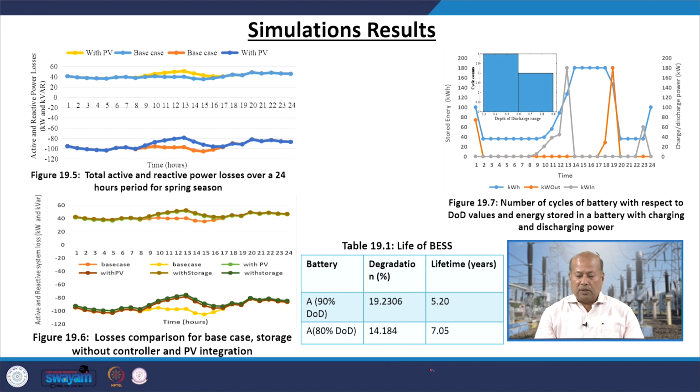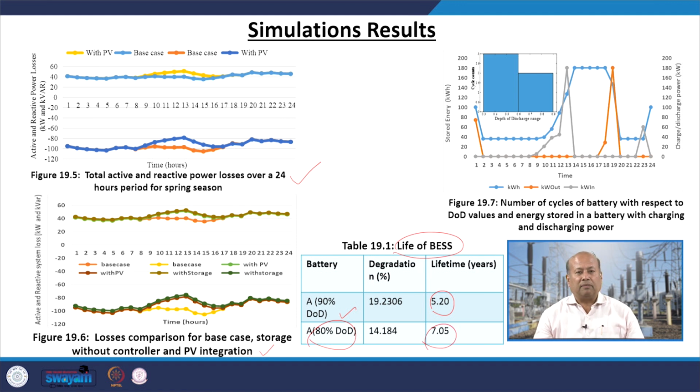And these are the simulation results. You can clearly see total active and reactive power losses over a 24-hour period for the spring season, losses compared to the base case of storage without controlling PV integrations, the number of cycles of the battery with respect to DOD value, and the energy stored in a battery with charging and discharging power. So all the simulation cycles you can see, and the life of the BESS, which is the battery, at 90% DOD is 5.2 years, and at 80% DOD it is close to 7 years.